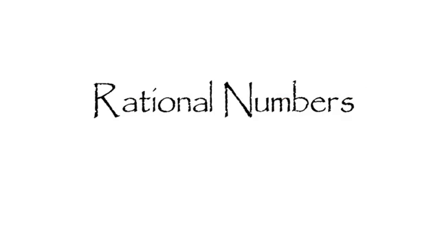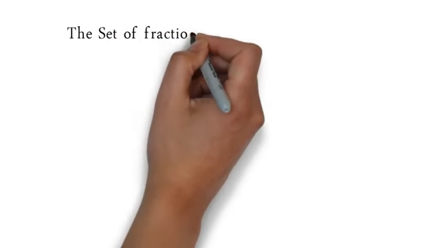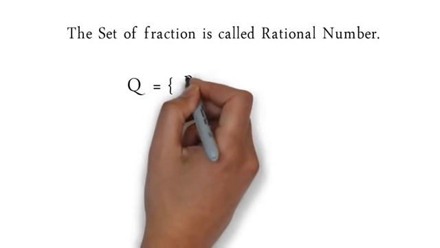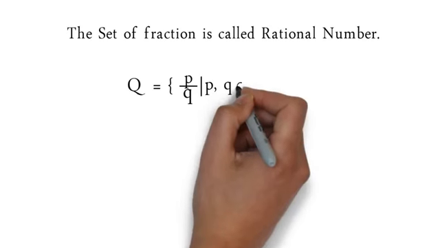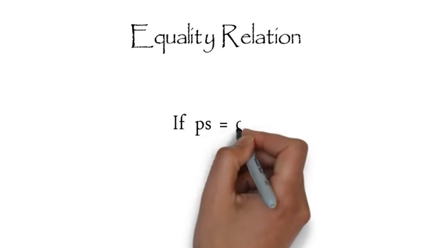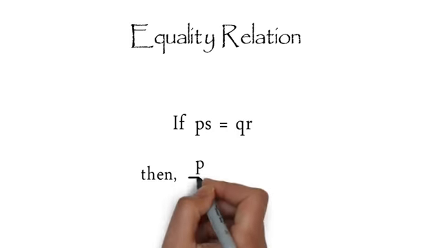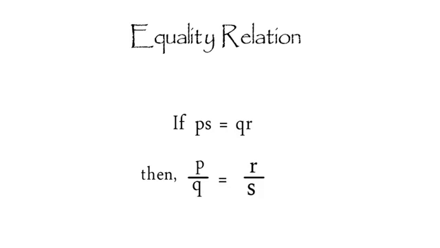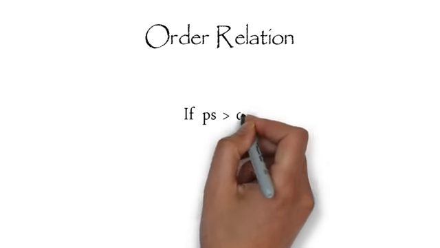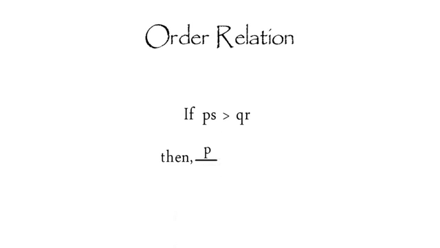Rational numbers. The set of fractions is called the rational numbers. Here, Q is equal to p by q, where p and q belong to integers and q is not equal to 0. Equality relation on Q: if ps is equal to qr, then p by q is equal to r by s. Order relation on Q: if ps is greater than qr, then p by q is greater than r by s.